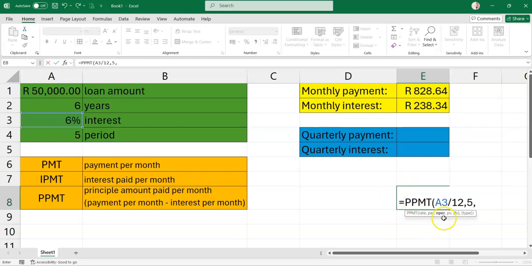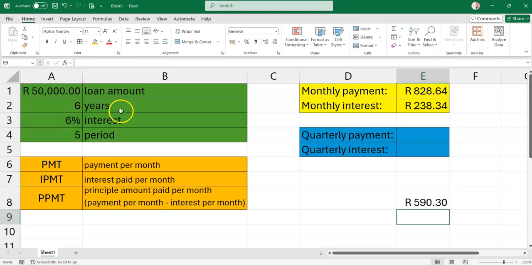Then, how long do I have to do these monthly payments? I'm going to do this for 6 years. Again, times 12, because there are 12 months in a year. And a loan amount is a negative thing for me, so I type in a negative sign, click on the 50,000 and enter. So what you will see here is that your answer is now 590 Rand 30 cents.